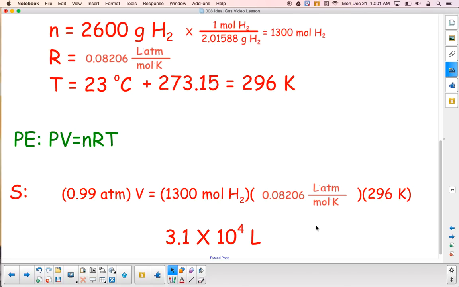After doing all the algebra, you'll find out that you have a final volume here of 3.1 times 10 to the 4th liters, limited to 2 significant figures by both the atmospheric pressure and by the fact that my amount of gas only had 2 significant figures to start with.